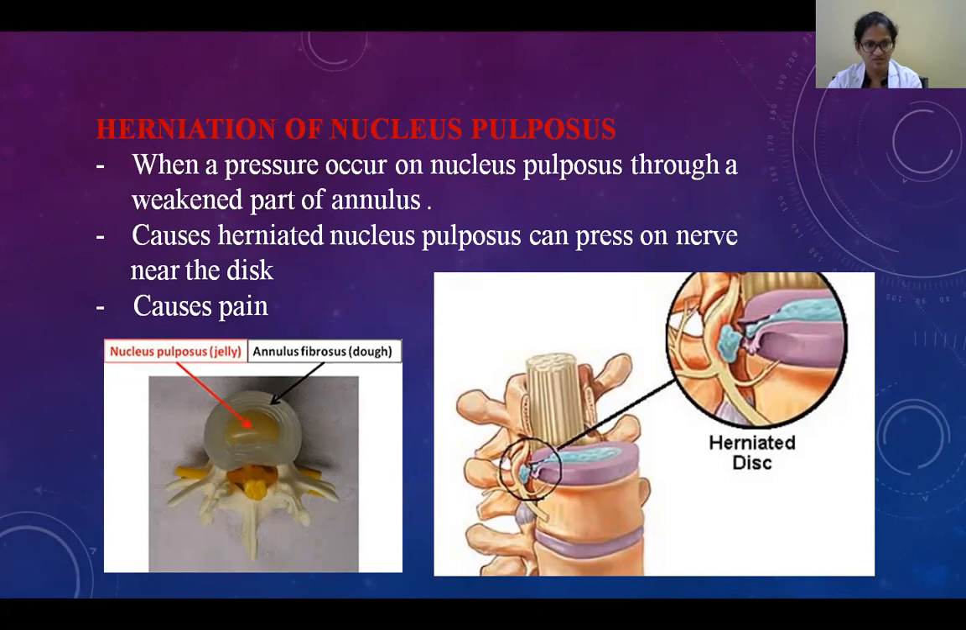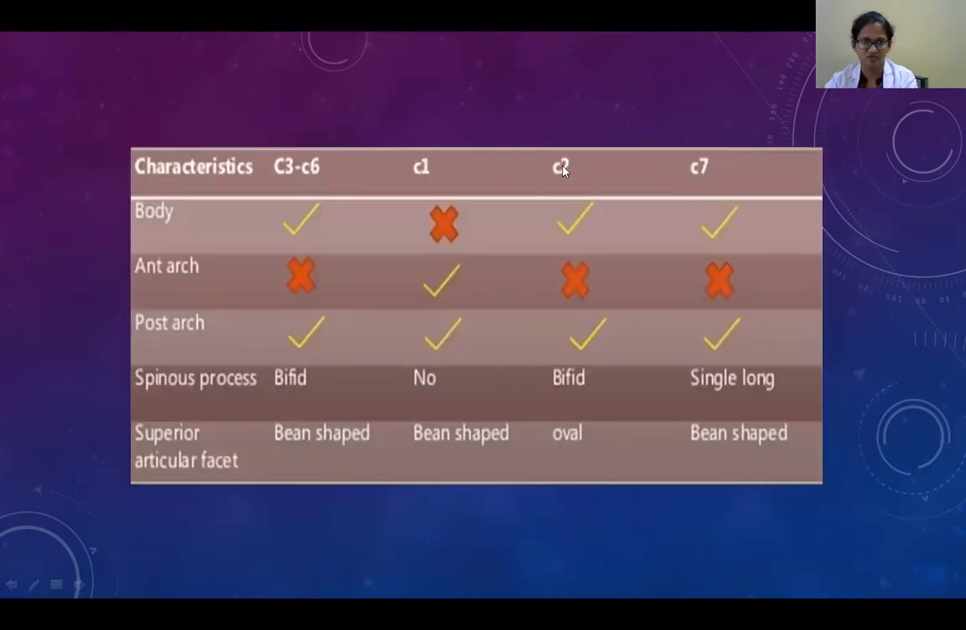This nucleus pulposus will be herniated through the annular ring, towards the annular limb, and here it will compress the spinal cord. There is compression on the spinal nerves. This is about the herniation of the nucleus pulposus.